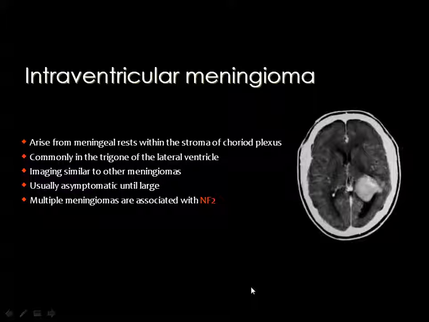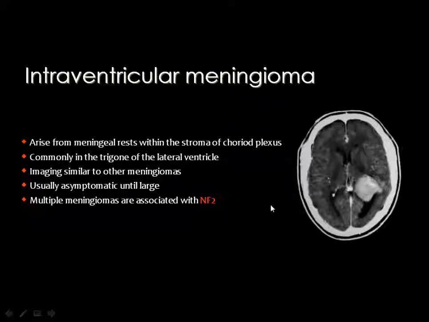Then you remember that one type of the meningiomas is the intraventricular meningioma, which usually arise from meningeal rests within the stroma of the choroid plexus, as I have said before. And the most common site for the intraventricular meningioma is the trigone of the lateral ventricle, commonly the left one if compared to the right side.